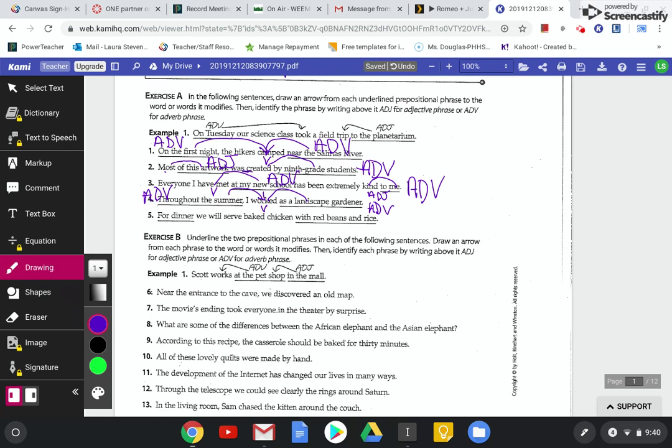For dinner, what are you having for dinner? What's going on for dinner? And that's showing time also. Will serve is your verb phrase. Adverb phrase. With red beans and rice. What's with red beans and rice? Chicken. Chicken is a noun. So this one is actually an adjective phrase.